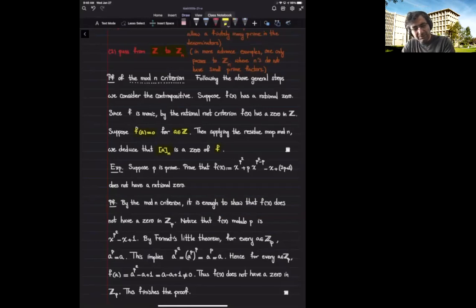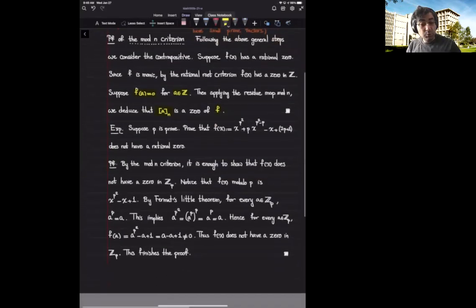Again, if you think about it, this proof has two parts: going from rational numbers to integers and going from integers to Z sub n. And the harder part was the first part, where we used the rational root criterion in order to deduce that we can pass from Q to Z.